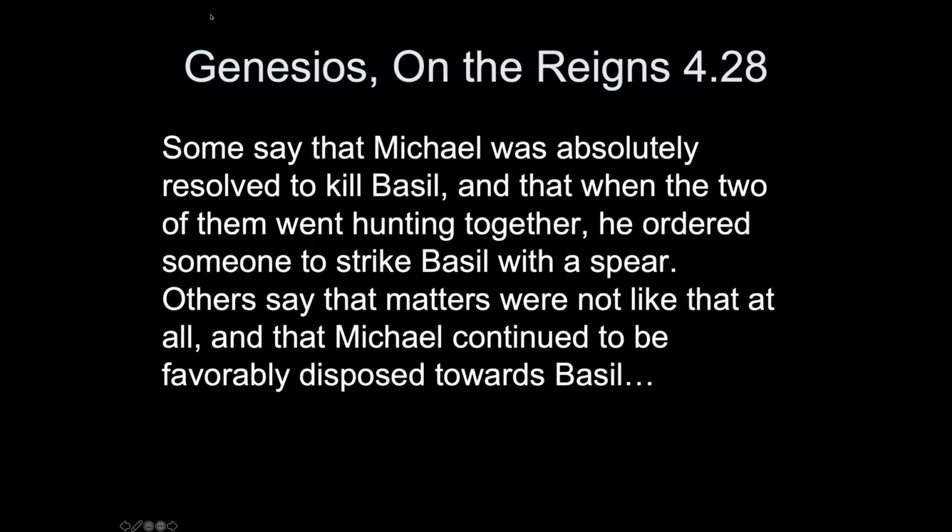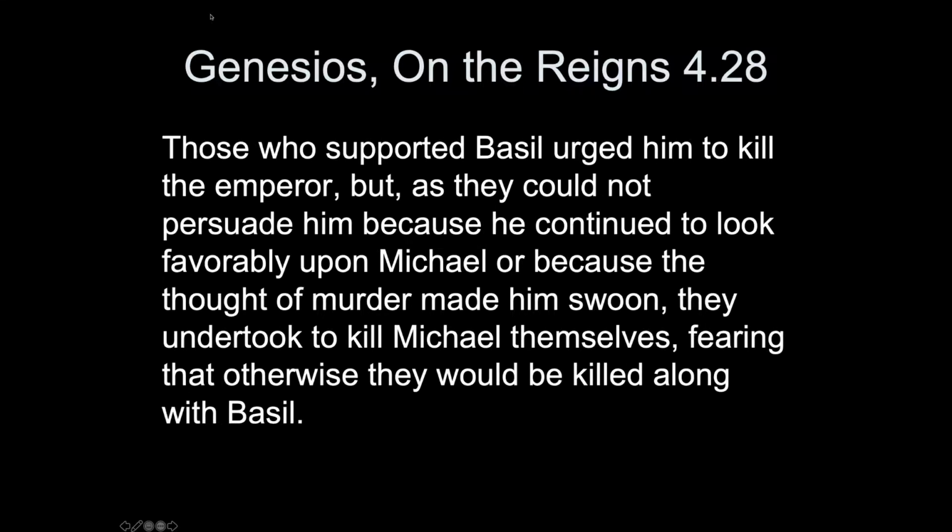Now, some people say that Michael was absolutely resolved to kill Basil, and that when the two of them went hunting together, he ordered someone to strike Basil with a spear. But others say that matters were not like that at all, and that Michael continued to be favorably disposed towards Basil. Now, those who supported Basil urged him to kill the emperor, but as they could not persuade him, because he continued to look favorably upon Michael, or, and this is remarkable, because the thought of murder made him swoon, to say nothing of the fact that he's already murdered many times, these people undertook to kill Michael themselves, fearing that otherwise they would be killed along with Basil."